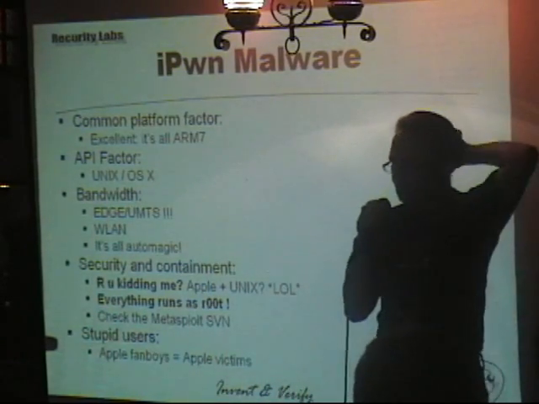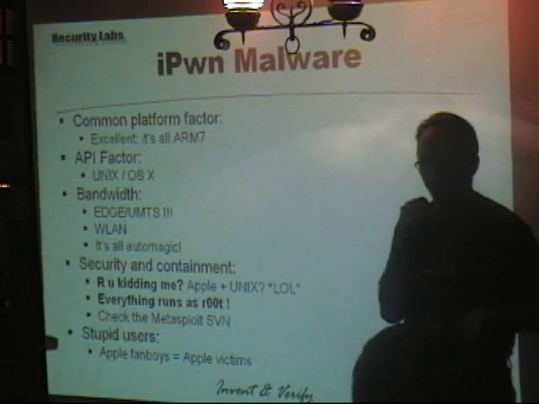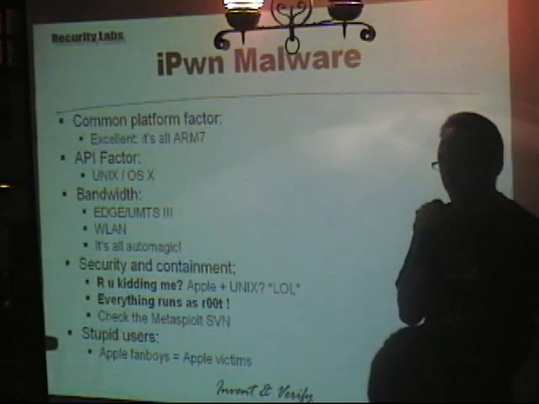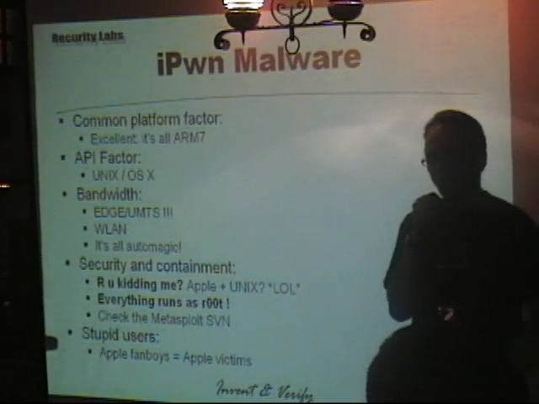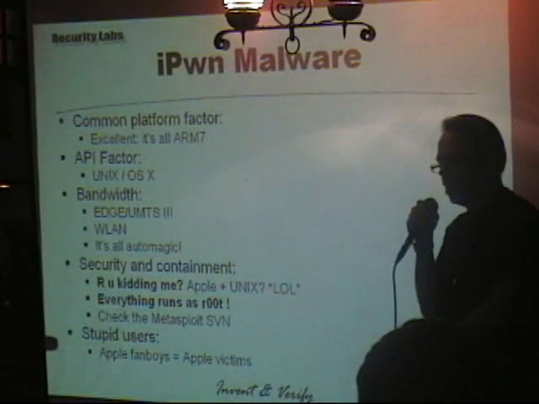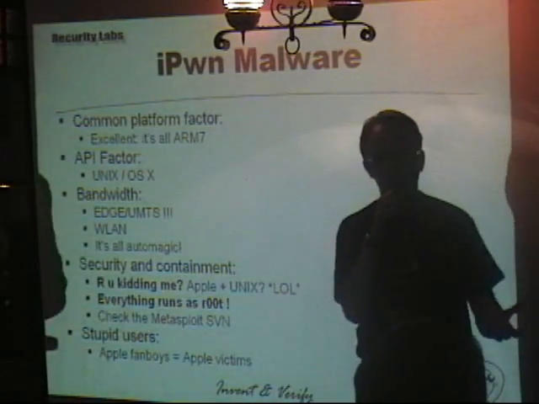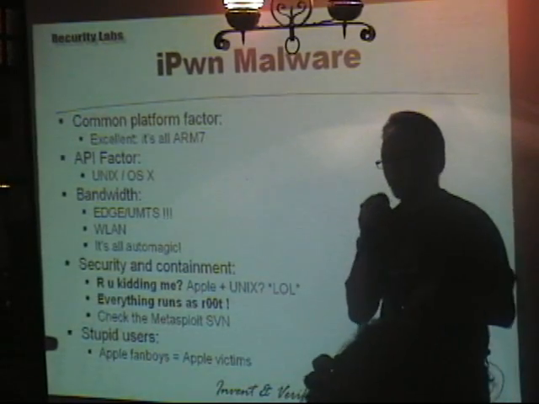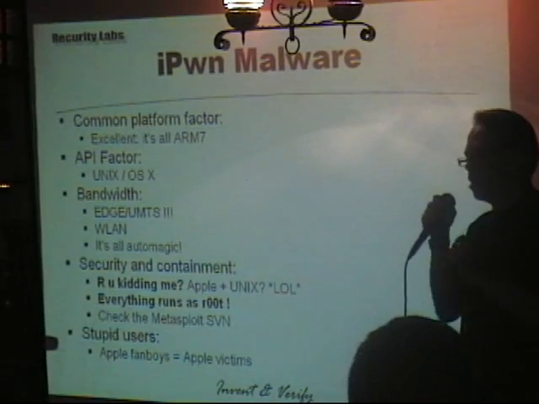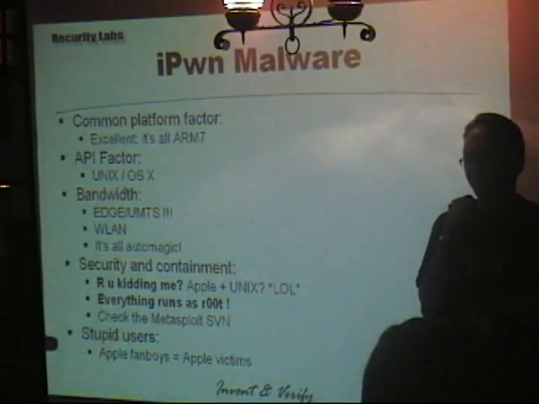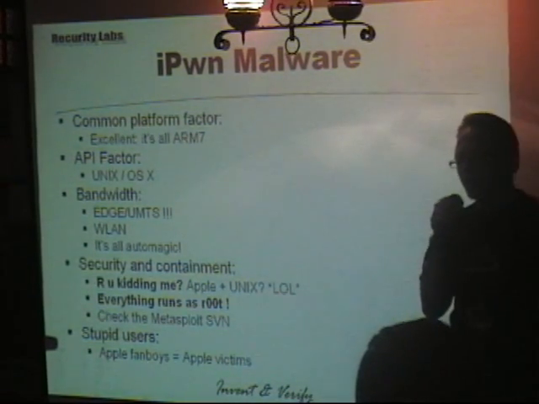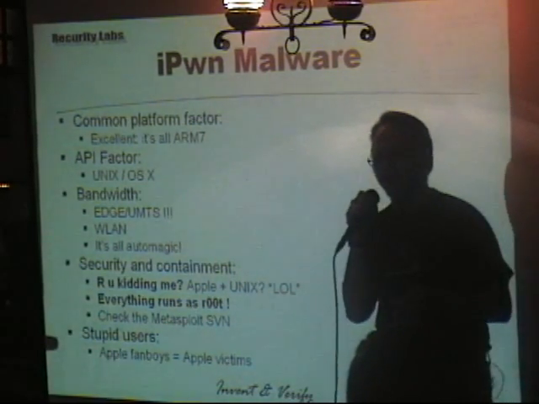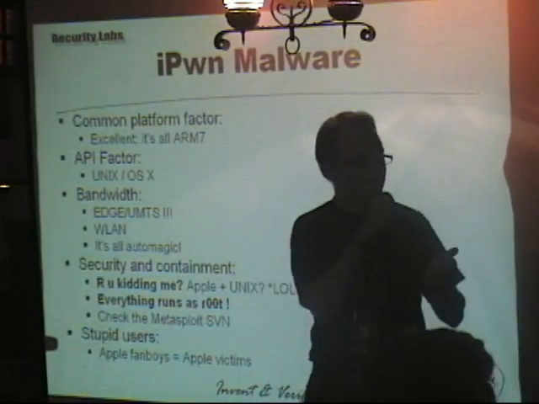Now, let's talk about the iPhone. Common platform factor is the same. We have an ARM7. We have a Unix OS X API that every script kiddie can write exploits for. We have EDGE or UMTS, by default, or WLAN, and it chooses automatically what is the best high bandwidth communication it can provide. The security and containment is not even worth mentioning. We're talking about Apple and a Unix system, everything running as root. So, if you have any doubts, go to the Metasploit SVN and check out the latest version. I think you said 3.1 now, right?